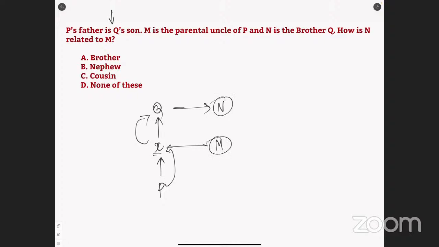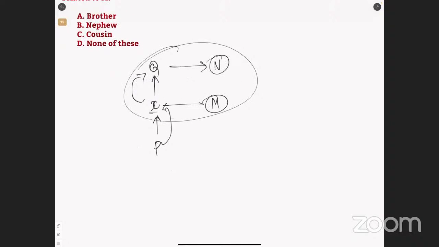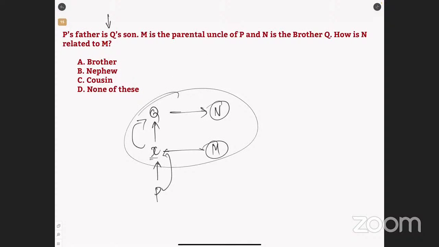Okay, let us bring this relationship out of the equation here. Let me just rewrite something. We have Q, who has two children, X and M, and Q has a brother named N. Now the question is, how is this N related to M? N would in fact be the paternal uncle of M. That's it. Because N is father's brother.